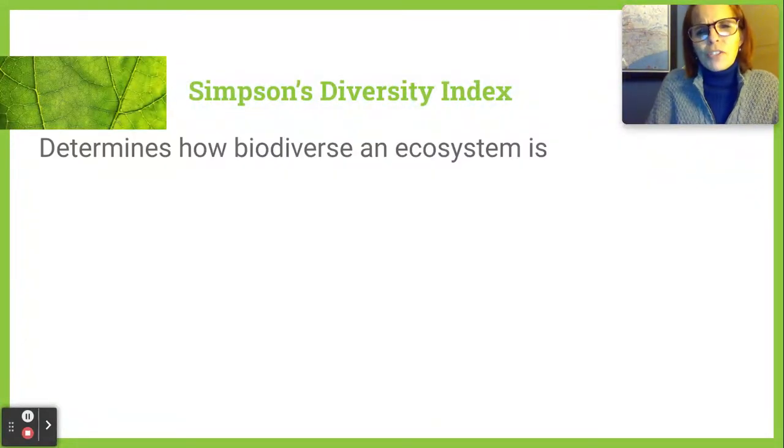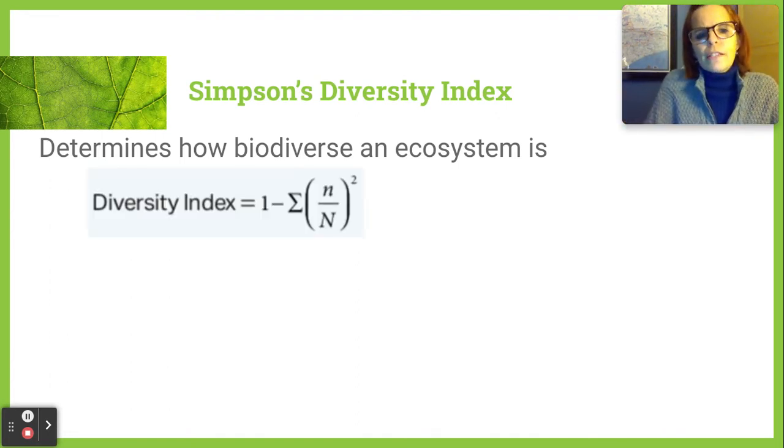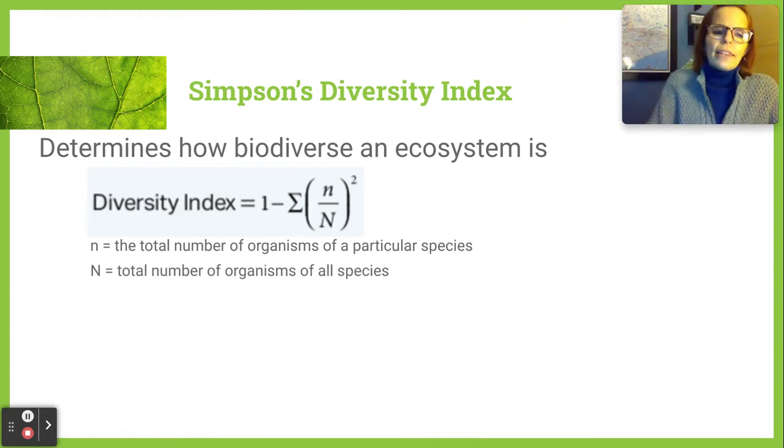All right, so Simpson's Diversity Index is kind of a tricky little math thing that we need to work on. I'm going to show you how Simpson's Diversity Index works, but then we'll have a worksheet and a little activity that we'll do to try to practice so you feel comfortable. This particular equation is on your equation sheet for the AP exam. It says the Simpson's Diversity Index determines how biodiverse an ecosystem is. Small n represents the number of organisms of a particular species, and then big N, just like it did in our population dynamics notes, big N represents the total population of all the organisms in the species.